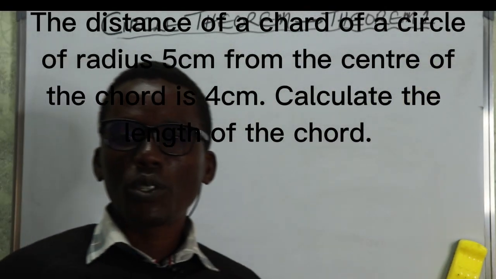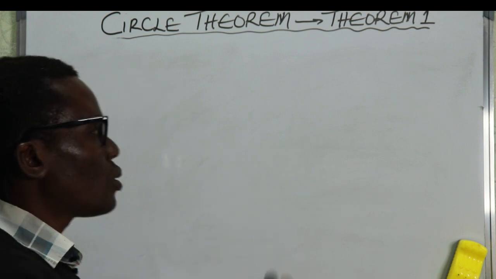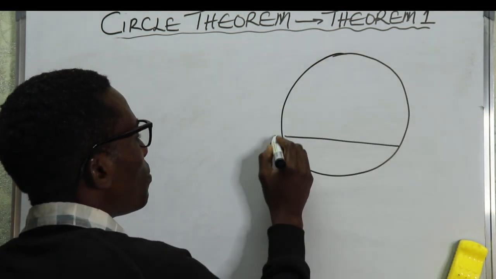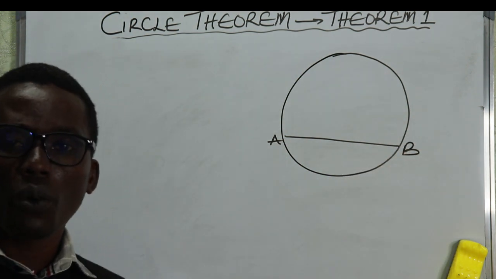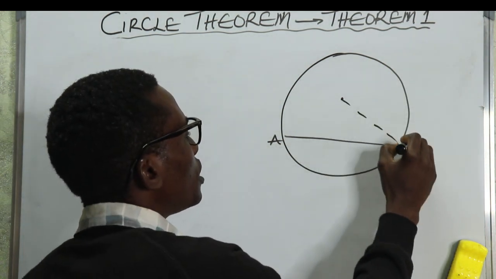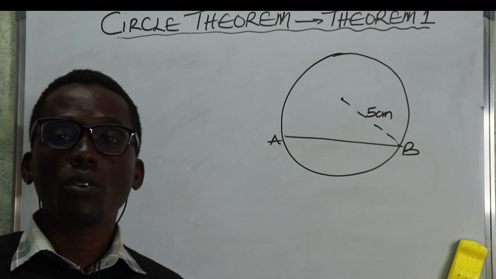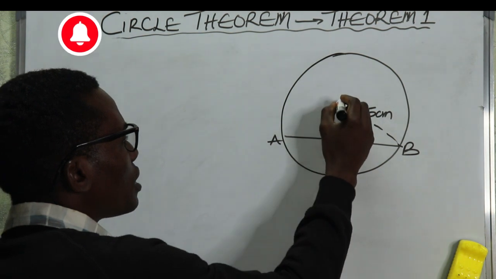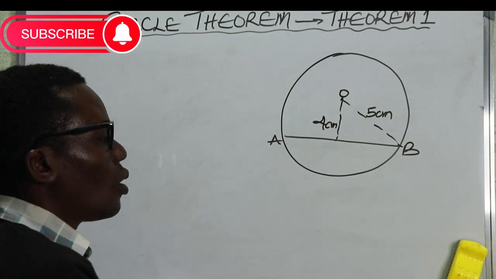Now let's analyze that question and then we'll definitely solve that question. The question says we'll have a chord of a circle AB. The radius is what? The radius is 5 centimeter. The distance of the chord from the center of the circle is 4 centimeter. Now take note of that. This is 4 centimeter. This is the center of the circle.